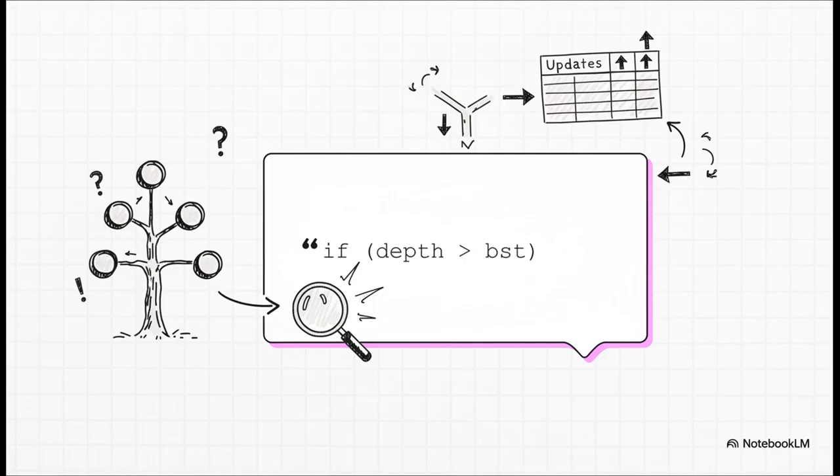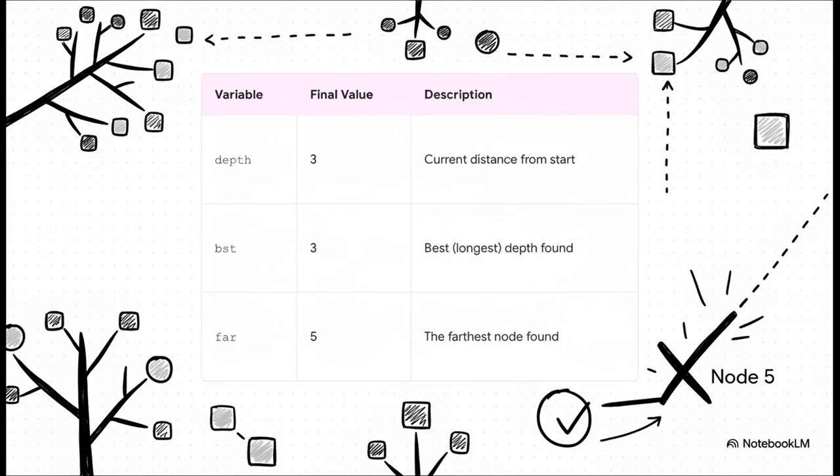As the algorithm travels through the tree, every single time it lands on a new node, it asks a really simple question. Hey, is the distance to get here greater than the best distance I've seen so far? And if the answer is yes, it just updates its memory. It says, okay, this is the new farthest node. The search is just going to keep doing that. Travel down a path, backtrack, explore another, constantly asking that one simple question. Is this one farther?